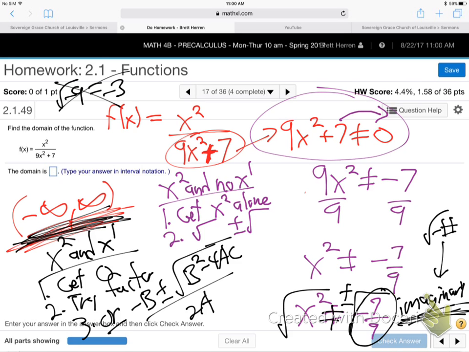Now, if that had been positive, then that would have been a real restriction. I would have said, okay, it can't be plus or minus the square root of 7/9 if it had been positive, and anything else is okay. But it came out negative in a root, so it's just imaginary, so it can be anything real.